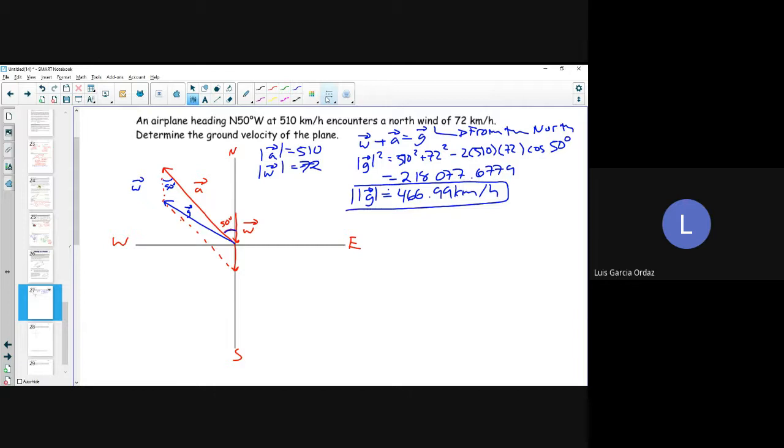However, now I need to find at what angle the ground velocity of the plane is, which means I have to find this very tiny angle right here, which is angle theta. So what law am I going to use that is going to help me find angle theta?